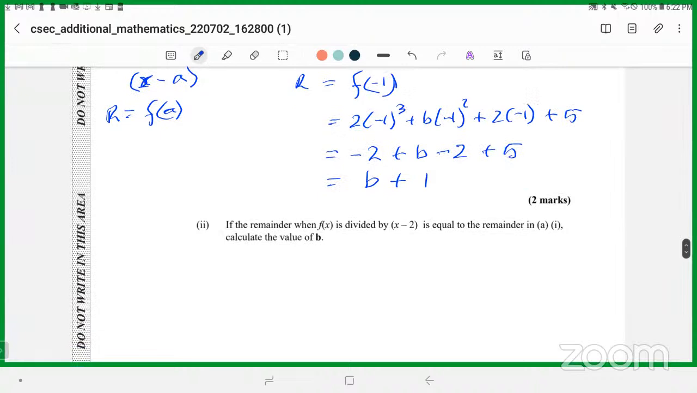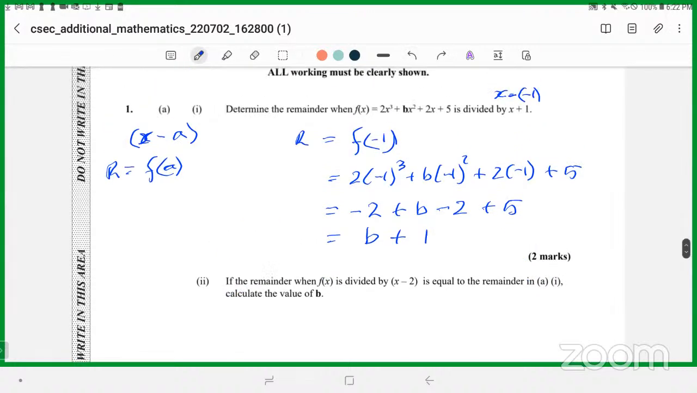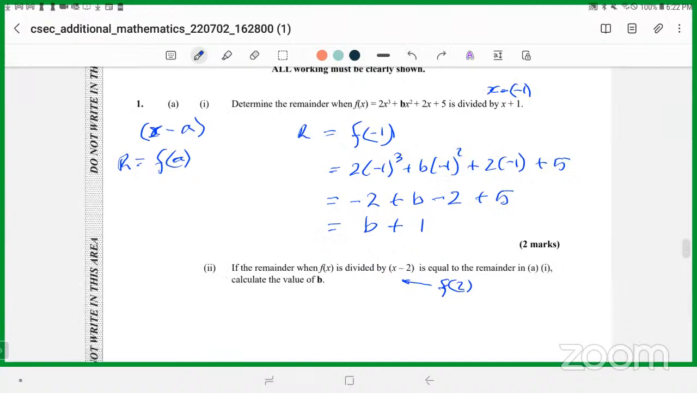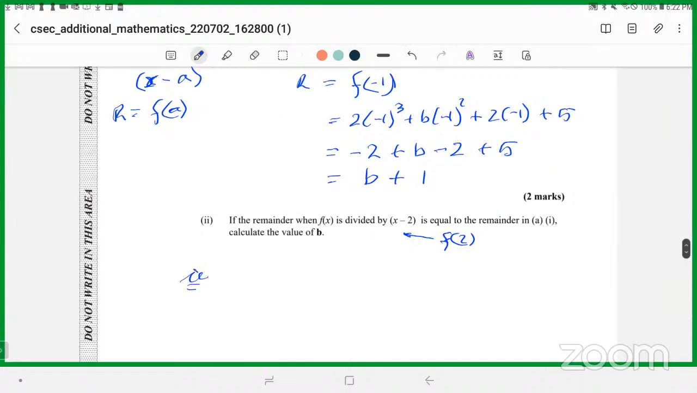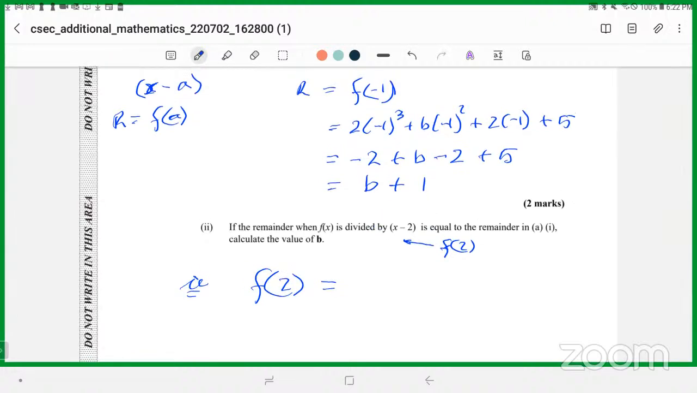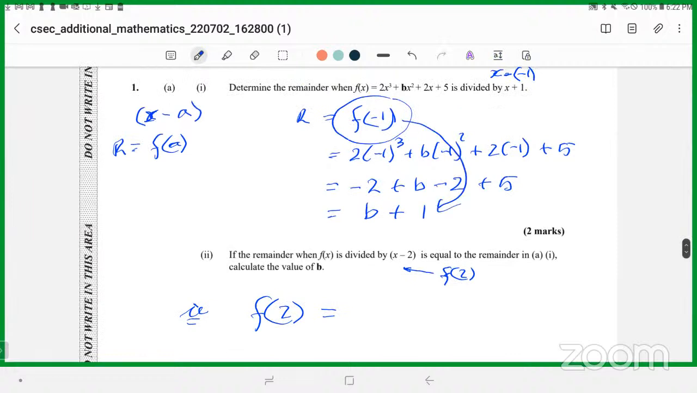It says if the remainder when the same f of x is divided by x minus 2 is equal to the remainder in part a1 above, in other words equal to this same remainder, they want us to find the value of b. So what they are basically saying is that the remainder from this divisor is the same as the remainder from this divisor. But the remainder from this divisor will be f of 2. So essentially, f of 2, which is the remainder from this divisor, is equal to f of negative 1, which we already worked out to be b plus 1. So we're going to put that equal to b plus 1.